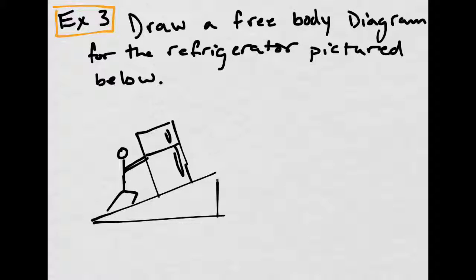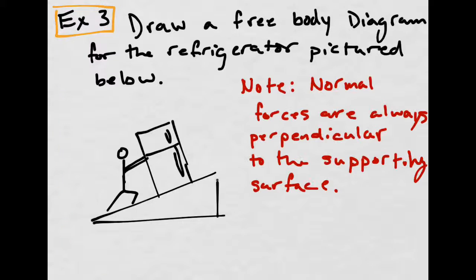We're just going to start it off with a third example. Draw a free body diagram for the refrigerator pictured below. Before you try and do this one, you can pause it if you're going to try it on your own. Know that normal forces are always perpendicular to the supporting surface.